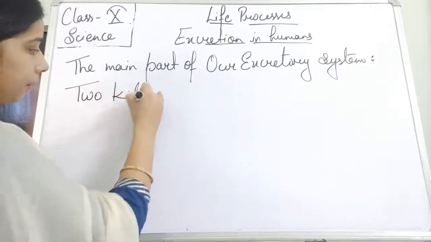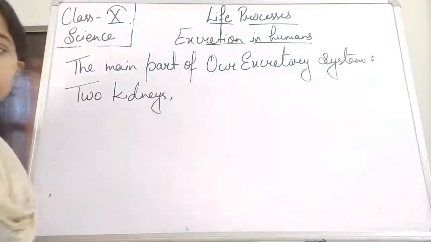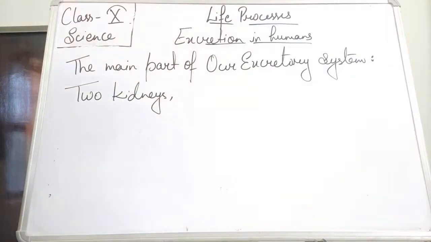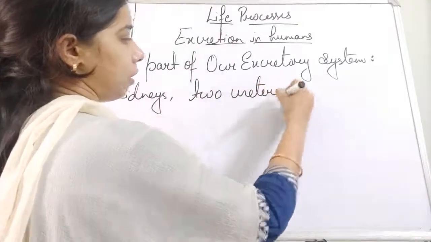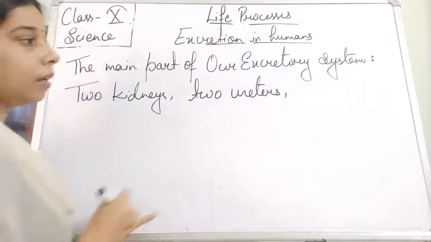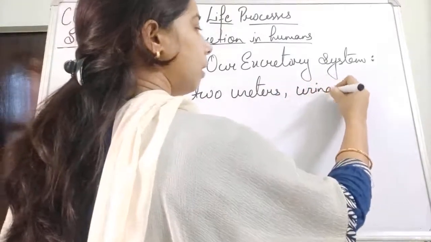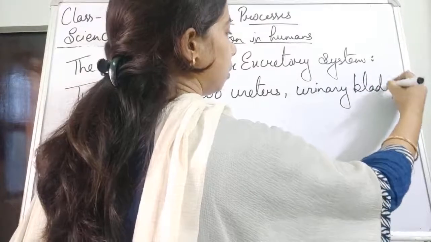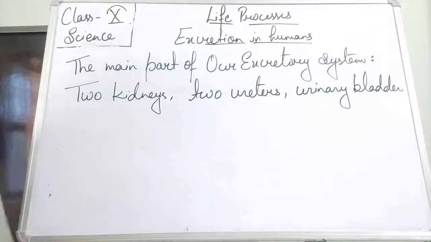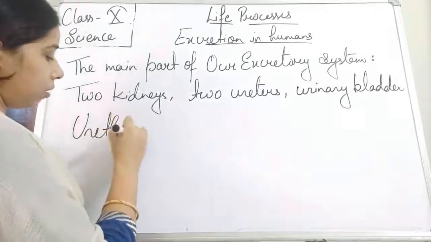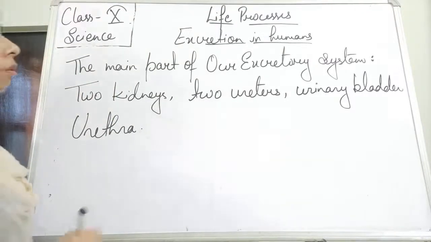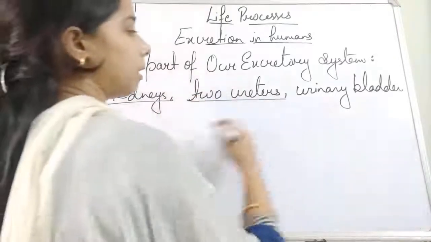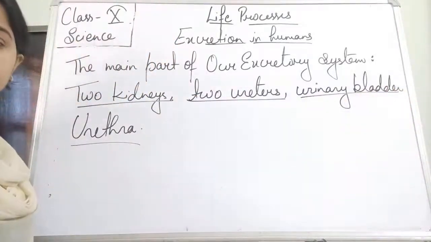Two kidneys are there, which are bean-shaped structures. Then two ureters are there. Then the urinary bladder, and finally the urethra, students. So: two kidneys, two ureters, urinary bladder and urethra.